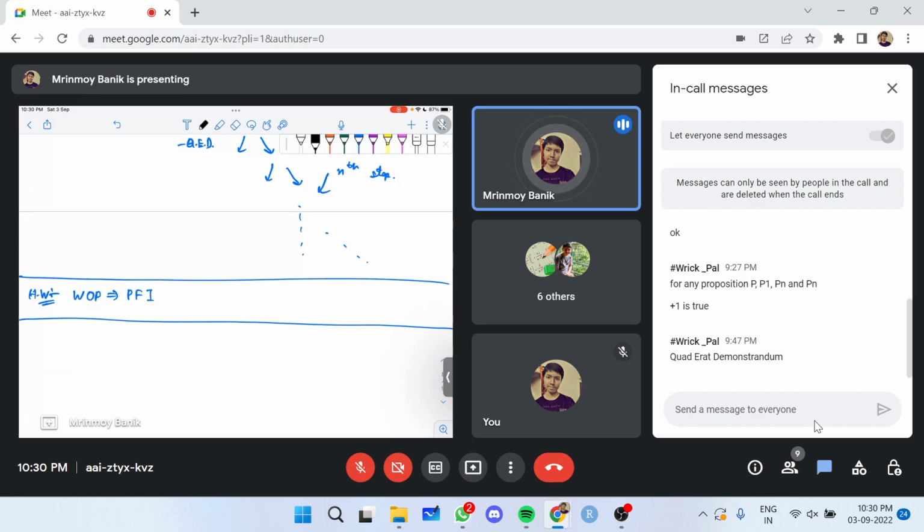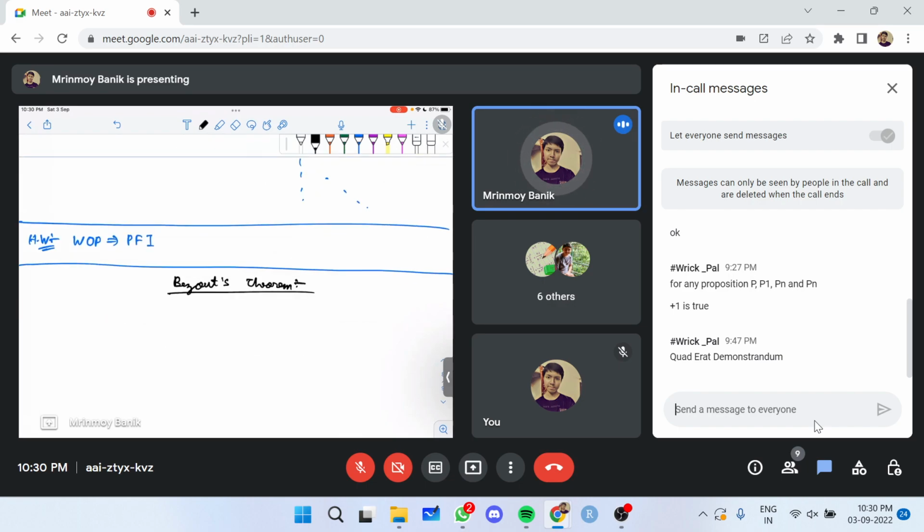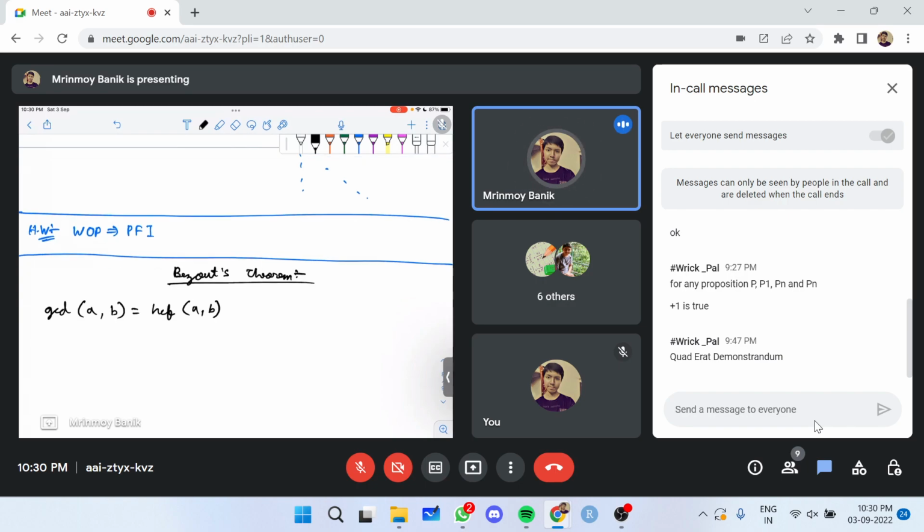So last day I talked about Bezout's theorem. I just mentioned the name, I guess. So let's try to prove that with the well ordering principle. So we have the GCD or the HCF or GCF or anything. GCD or HCF is basically the greatest common divisor or the highest common factor of A and B. That is the largest number which divides both of them.